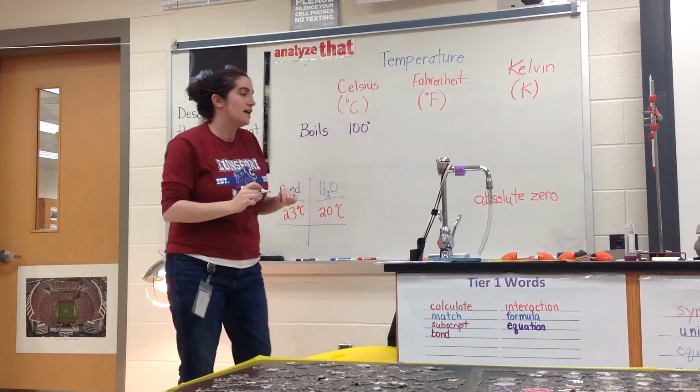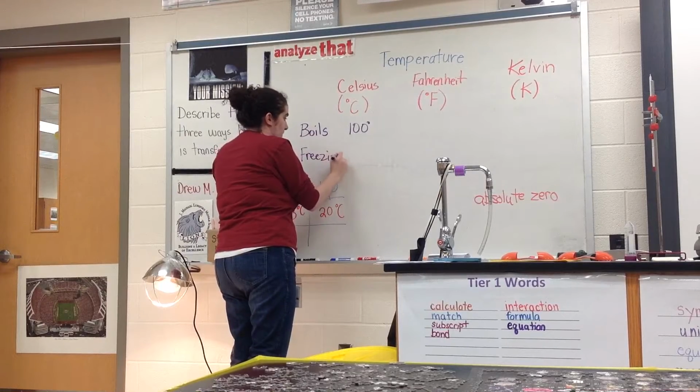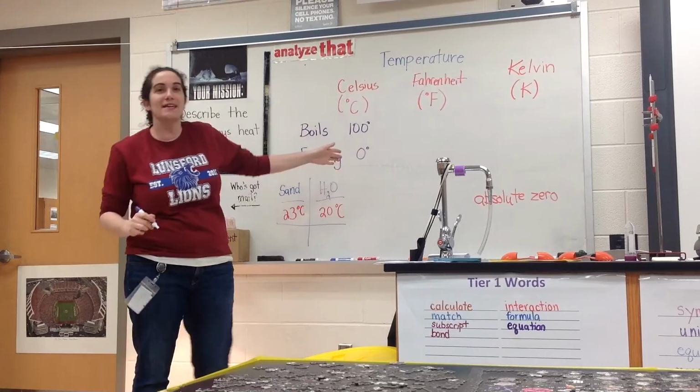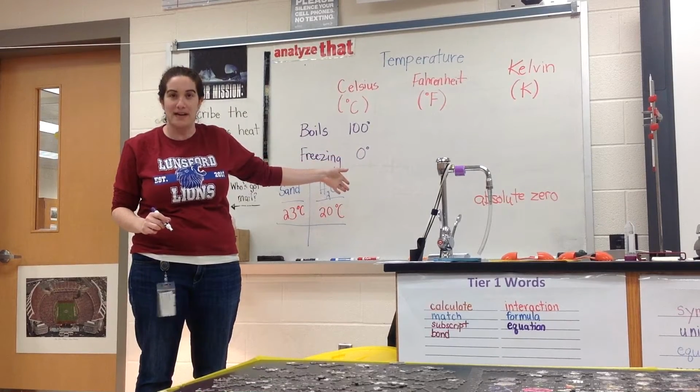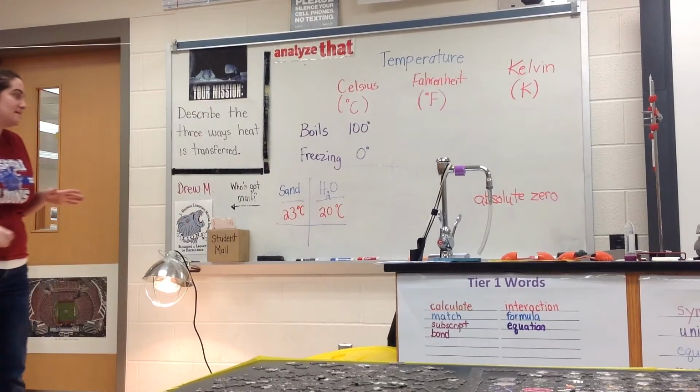All right, good. And then what is the freezing point? 0. Good. The freezing point is 0 degrees. This also makes this one of the easiest possible scales that you can have, right? This makes it very, very easy to use.